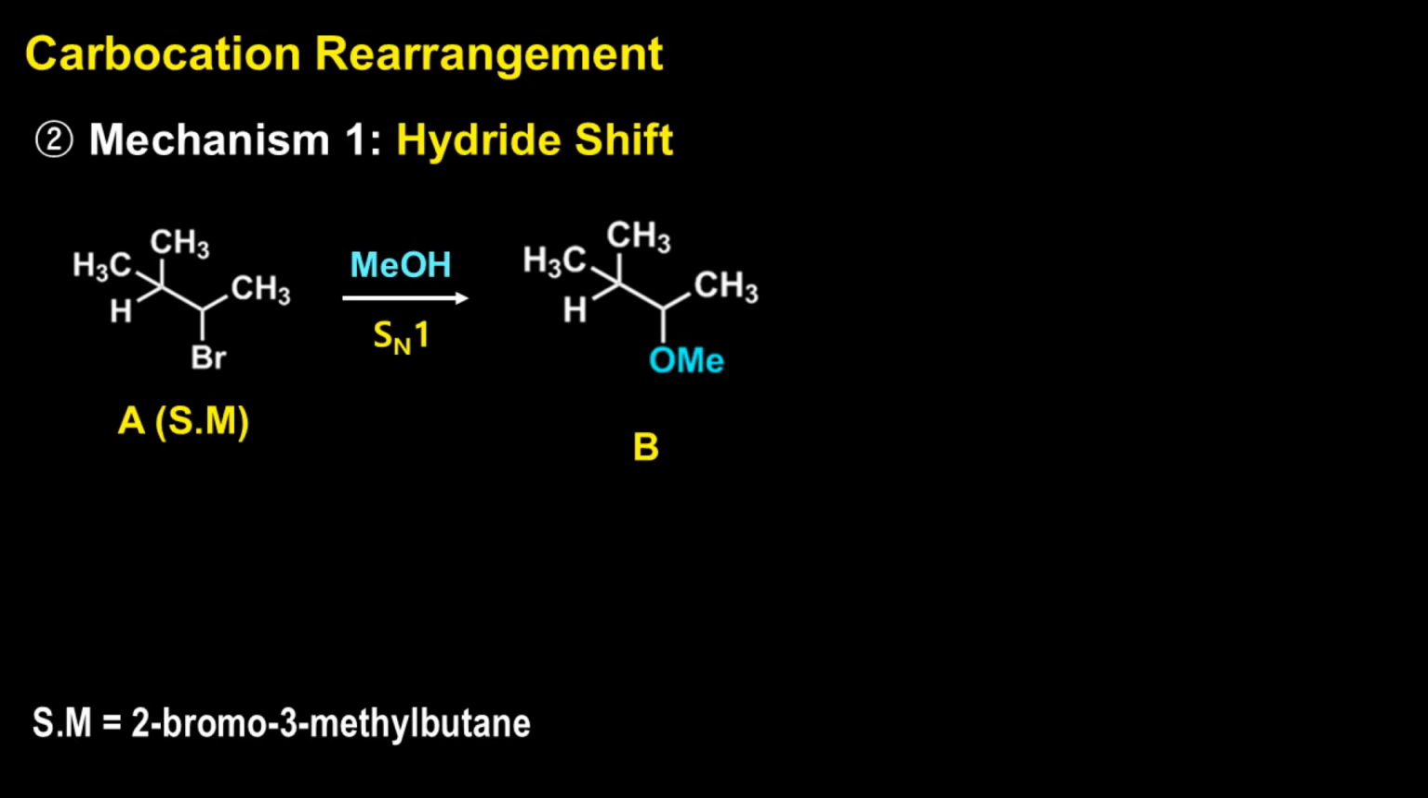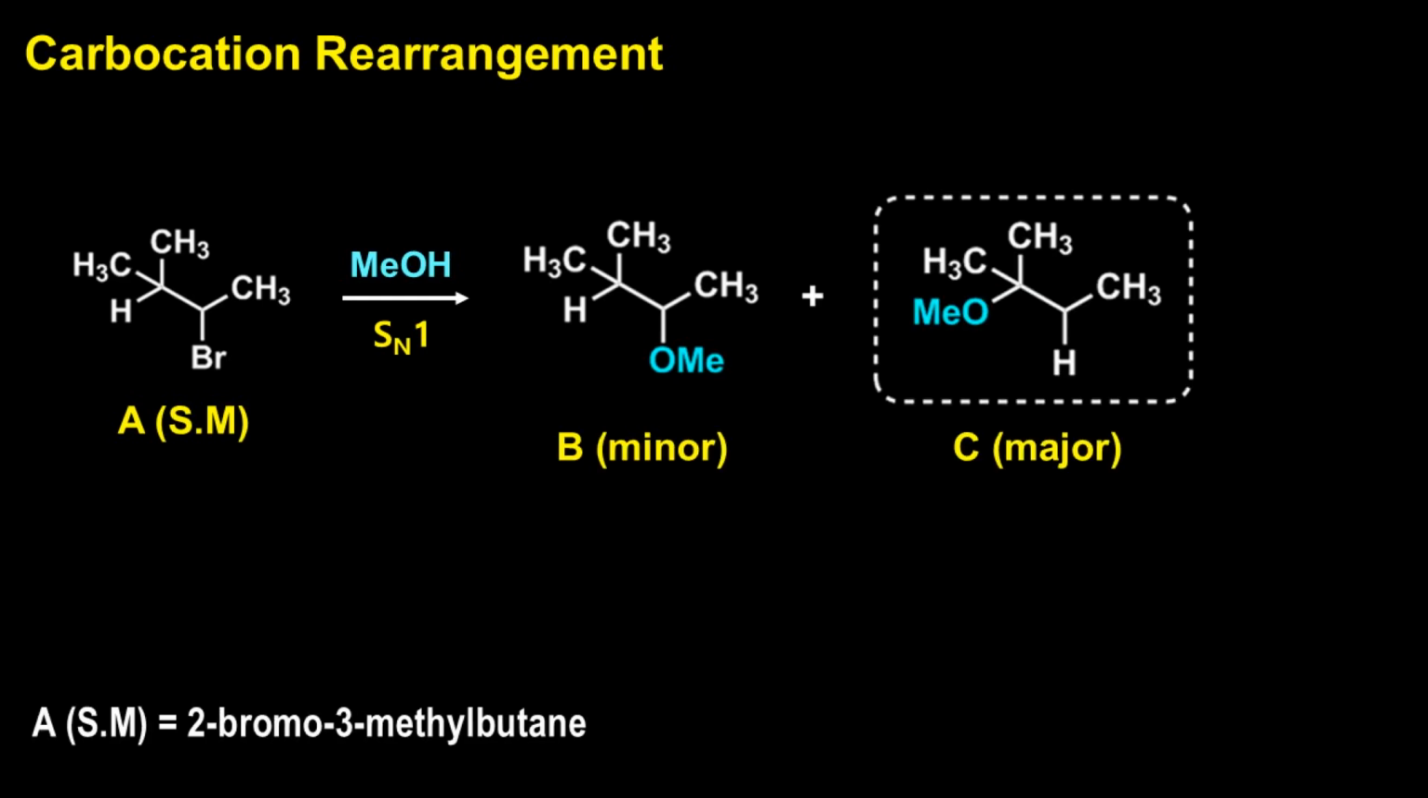Imagine we're starting with compound A, 2-bromo-3-methylbutane. If we react this with methanol, we normally expect an SN1 reaction, forming compound B as our final product. Sounds straightforward, right? Well, here's the twist. It doesn't quite turn out as expected. When we actually run this reaction, compound B does form, but surprisingly, it's not the main product. Instead, the major product is something unexpected, compound C. So what's happening here? Let's break this reaction down step by step and figure out exactly what's going on.